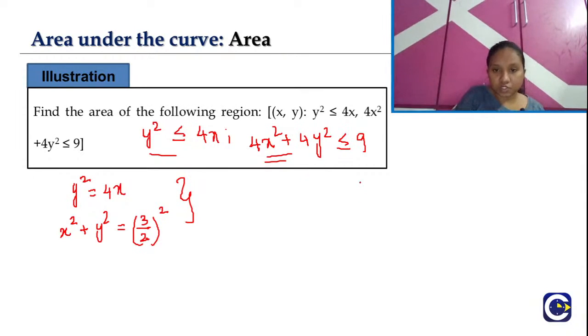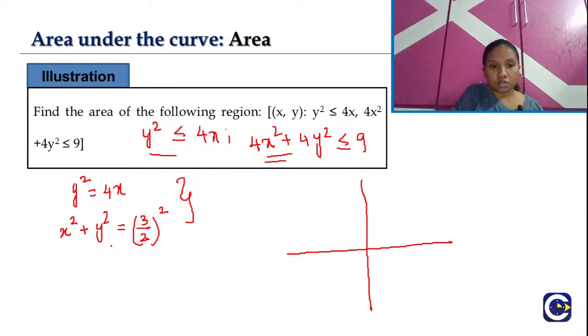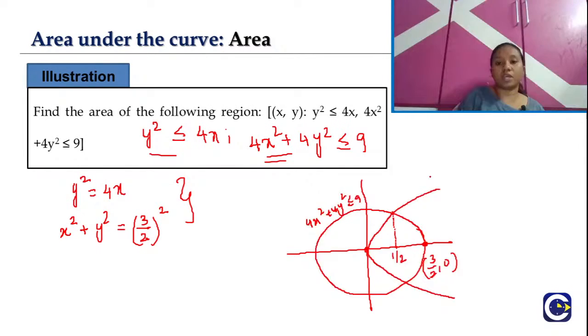So let me just do the sketching part. This is the center of the circle, which will be the origin, and the radius will be 3 by 2. So let me draw the circle first. And this is our parabola, y square less than equal to 4x.